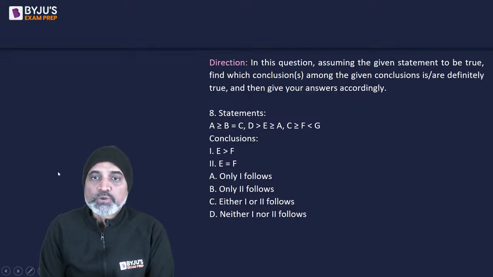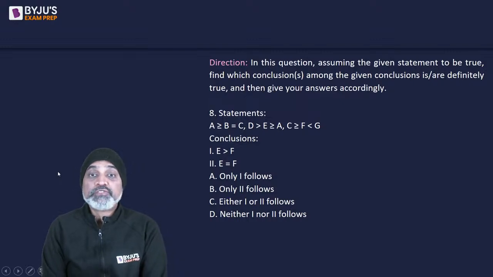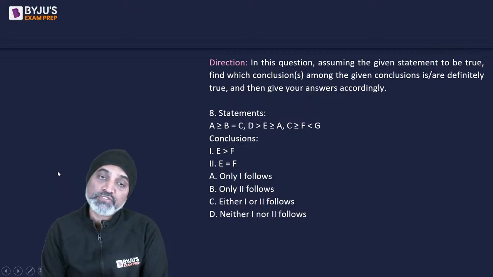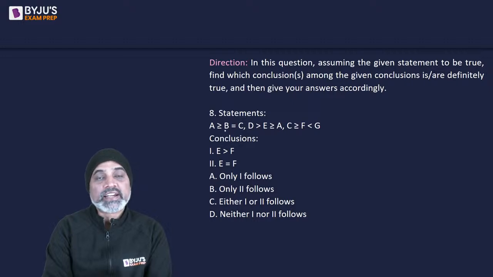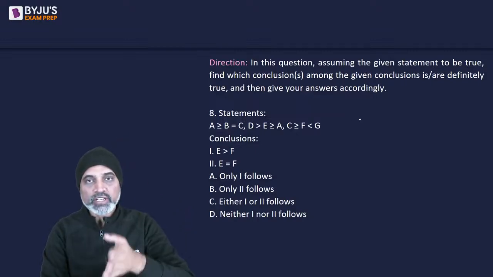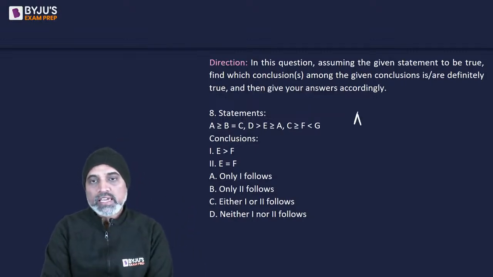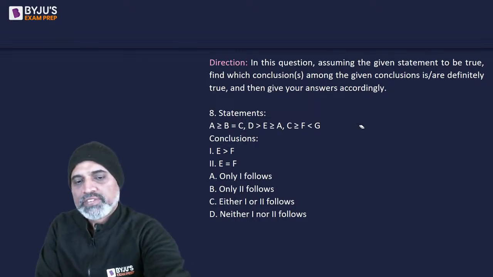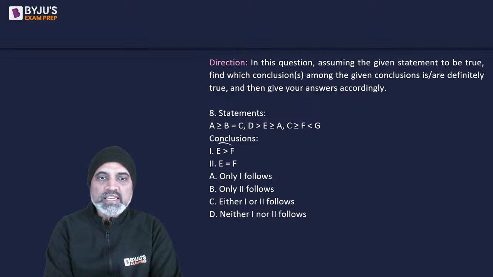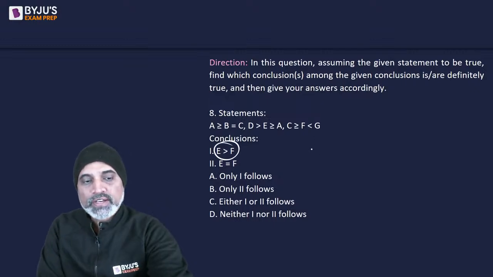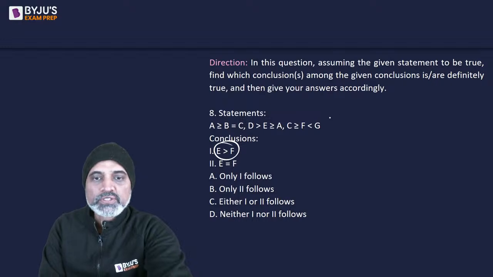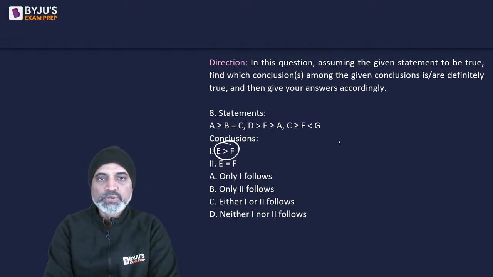In this question, assuming the given statements to be true, find which conclusion or conclusions among the given conclusions is or are definitely true and then give your answer accordingly. So the statement says A is greater than or equal to B, B is equal to C, right? So I will write them in a hierarchy order as in vertically. So A is greater than or equal to B. Acha, nahi, rehne dete hain. Let's leave it as such. Conclusion is E is greater than F, right? So we need to find out, is it true?